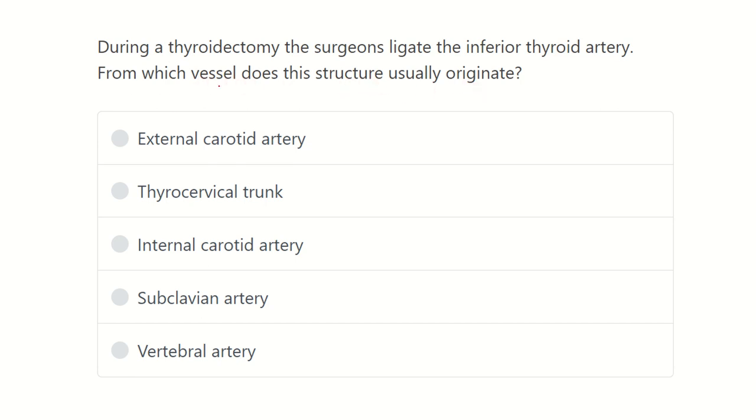So in this question, they want to know that during the thyroidectomy, the surgeon ligates the inferior thyroid artery. We have to find out the origin point of the inferior thyroid artery. The options are external carotid artery, thyrocervical trunk, internal carotid artery, subclavian artery, and vertebral artery. So we have to find out the one artery from which the inferior thyroid artery is derived.